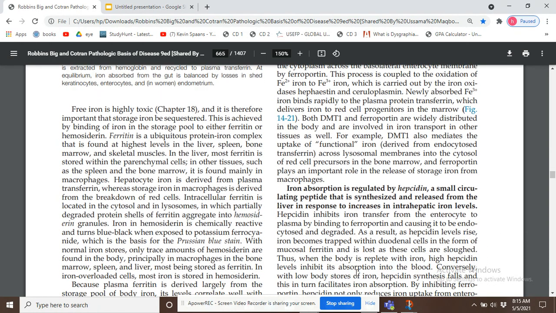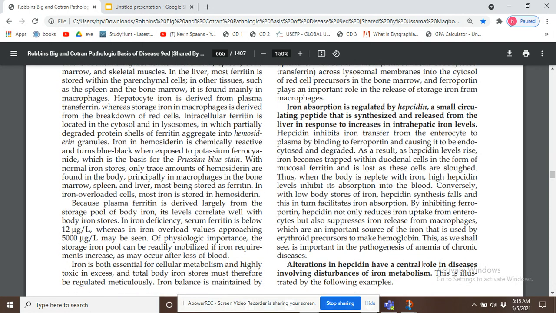Iron absorption is regulated by, this is a very important point, this is a very important paragraph.